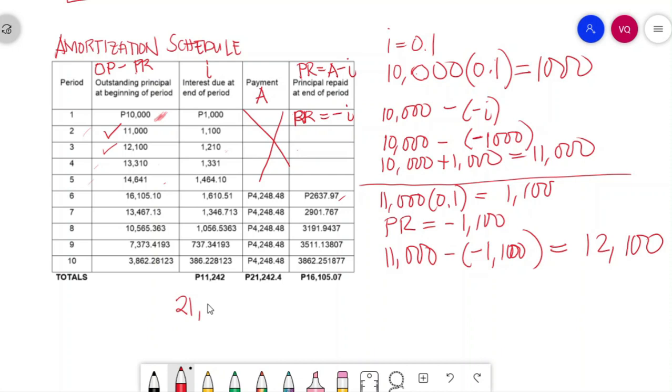So 21,242.4 minus 11,242, so that is equal to 10,000 pesos. Yung value ng inutang mo.